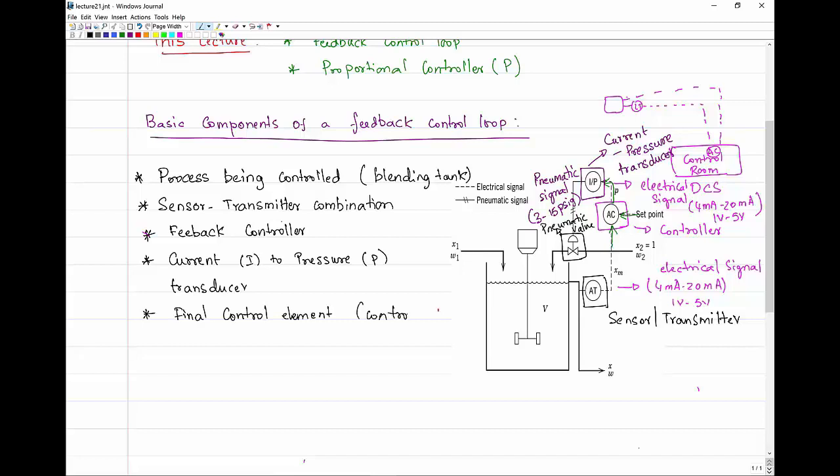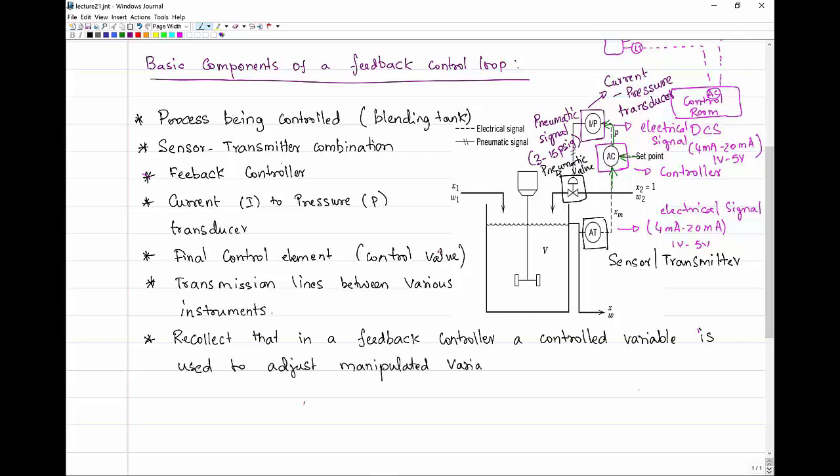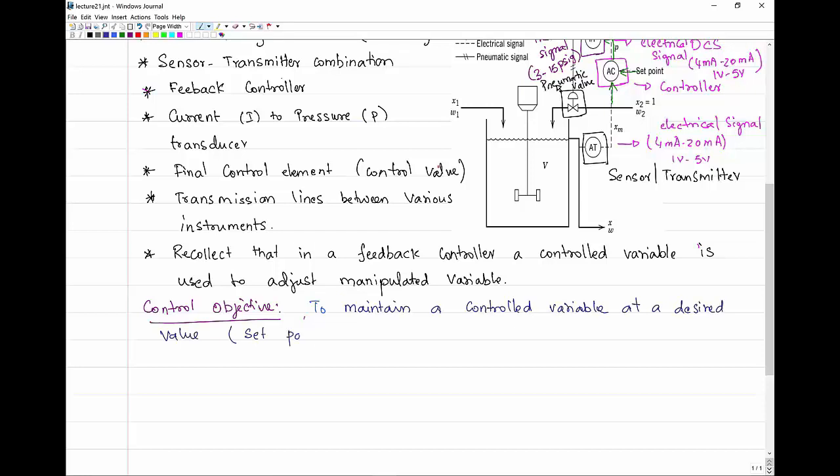So a typical control loop consists of, in addition to the process, a sensor-transmitter combination, the feedback controller itself, which resides in a computer, current to pressure transducer, final control element, the control valve, and of course various transmission lines between instruments. Recollect that a feedback control system controls a control variable by adjusting a manipulated variable, or it measures the control variable and adjusts the manipulated variable. The control objective here is to maintain the control variable at a desired value at a set point that is given externally to the process.